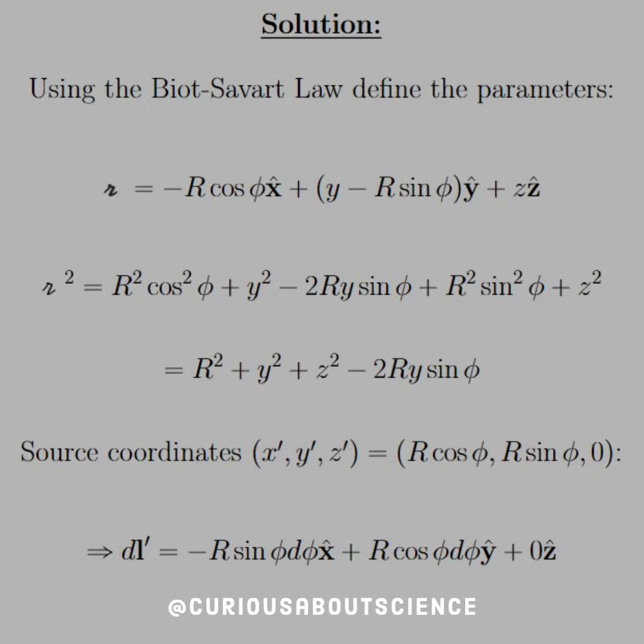x hat, and then (y minus R sin φ) y hat, and then plus z z hat. Finding the magnitude of that, squaring it, gives us a nice cancellation with the trig identities. And so script r squared is equal to R squared plus y squared plus z squared minus 2Ry sin φ. Source coordinates are as such. And so therefore dl prime is equal to negative R sin φ dφ x hat plus R cos φ dφ y hat plus 0 z hat.